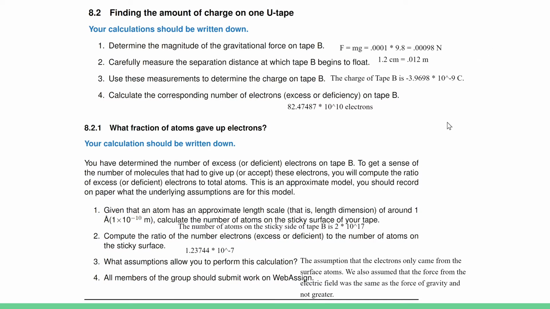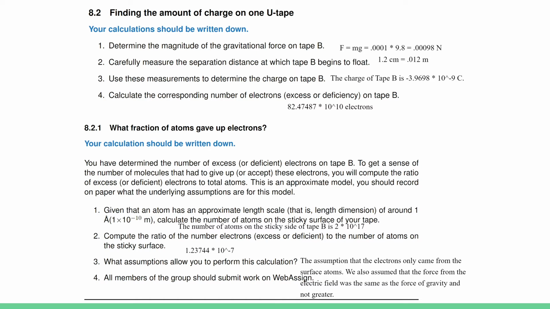I found that the magnitude of gravitational force on tape B was 0.00098 newtons. I found that 1.2 centimeters below tape B was the farthest position from tape B at which tape B began to float.